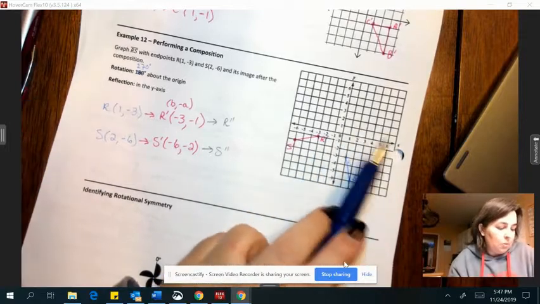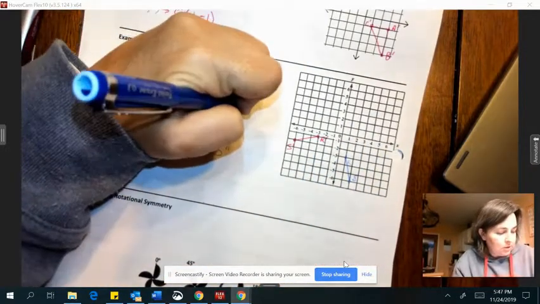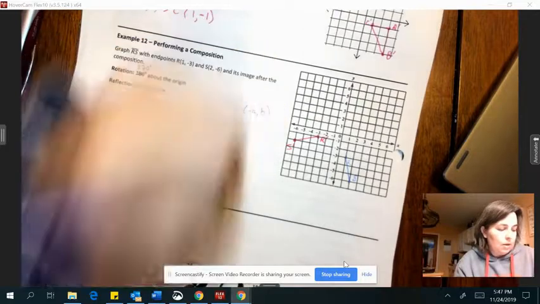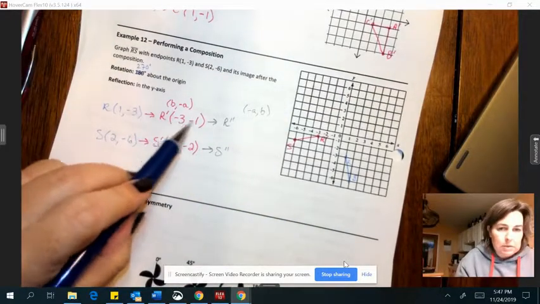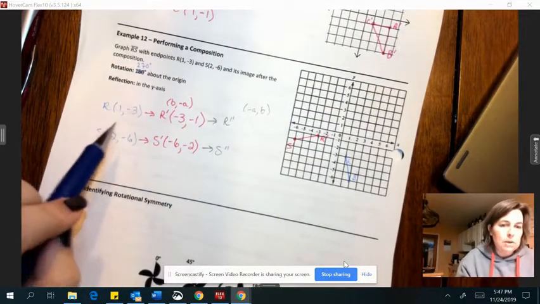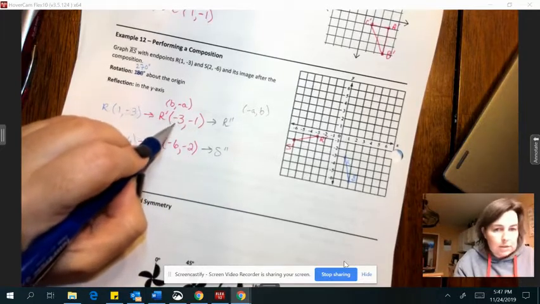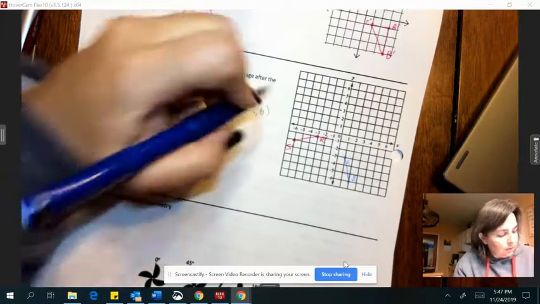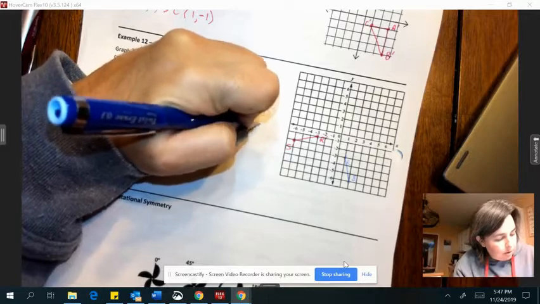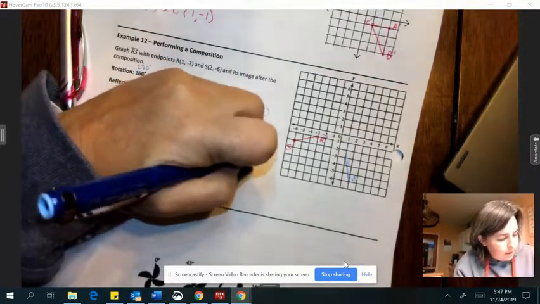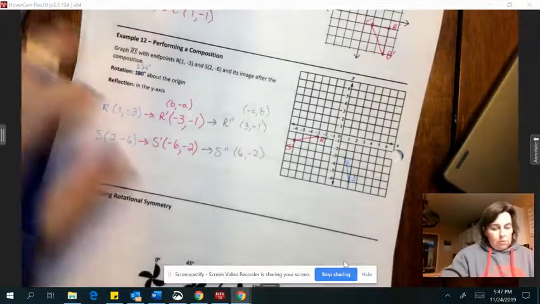When you reflect it in the y-axis, the only thing that changes is your x value. So this will become negative A, B. So I'm going to take these points. You no longer use the beginning points. Take the middle points. And for this one, you just switch the sign of your x values. So negative 3 becomes positive 3. And negative 6 becomes positive 6. And then I just have to graph those 2 points.